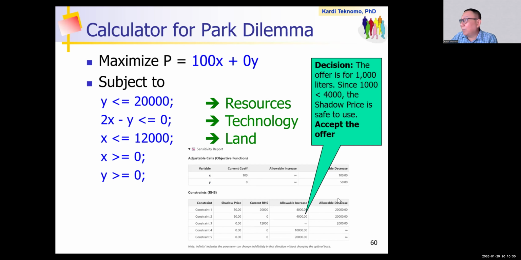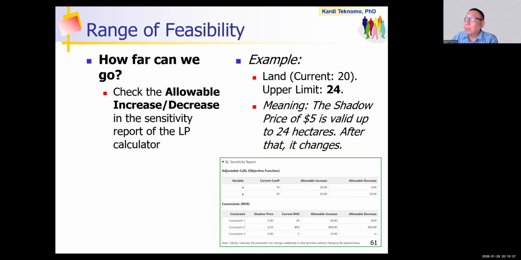So what's the meaning of this range of feasibility? This range of feasibility here represents how much land we can buy before the price changes. This calculator will tell you this also. Look at the range and you will see the upper limit, and it means you can buy 4 more hectares safely. So if you buy 5 hectares, then it is useless. This sensitivity analysis will also help you to make decisions. I hope this is useful for you.